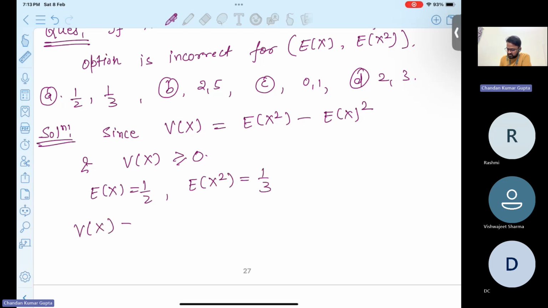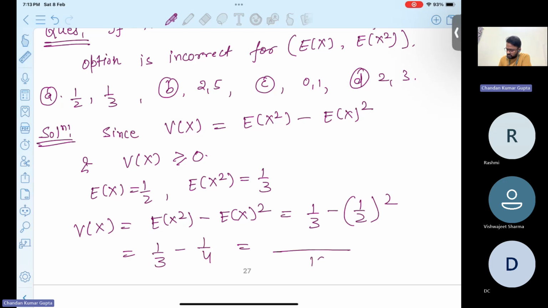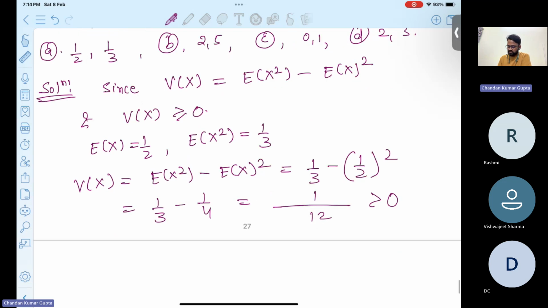So variance of X is equal to what? Let me write in detail for the first question. Expectation of X square minus expectation of X whole square. This implies 1/3 minus 1/2 whole square. This comes out to be 1/3 minus 1/4, which is 1/12. So it is greater than 0, so this option is the correct one.